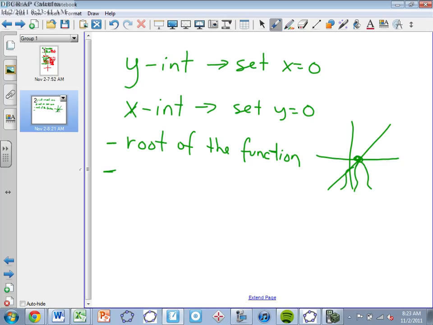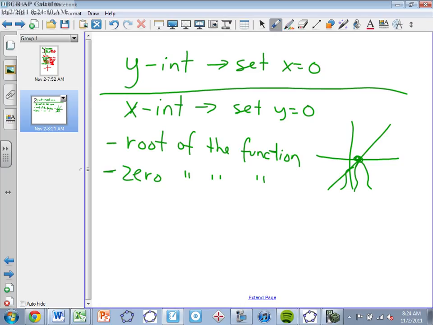Next is called the zero of the function. The zero of the function is easy to remember because you set y equal to 0. Again, this is only for the x-intercept, not the y-intercept. It's also called the zero of the function, and the zero of the function is actually a command on your calculator. I'm going to show you in a minute how to use that.